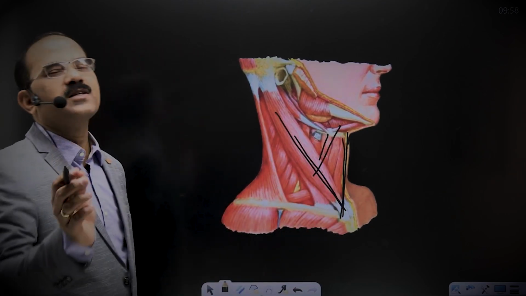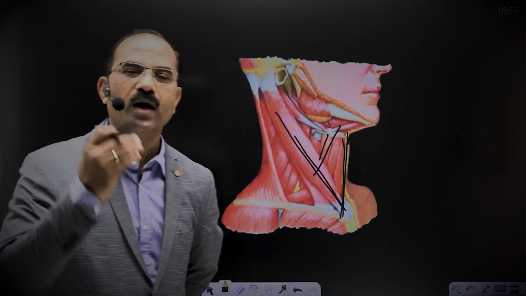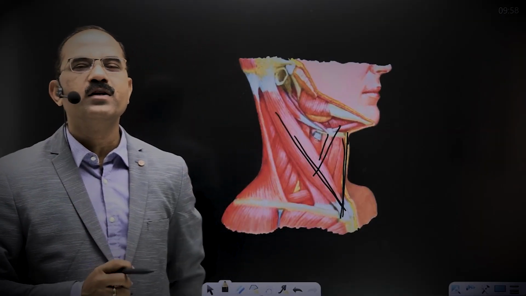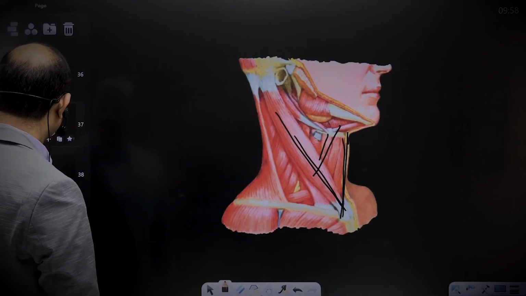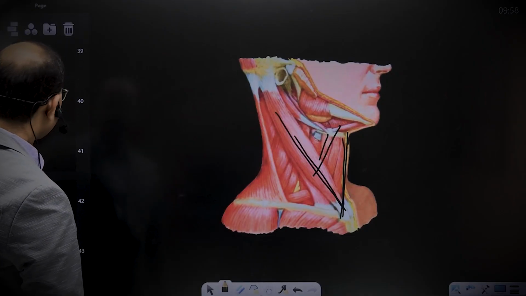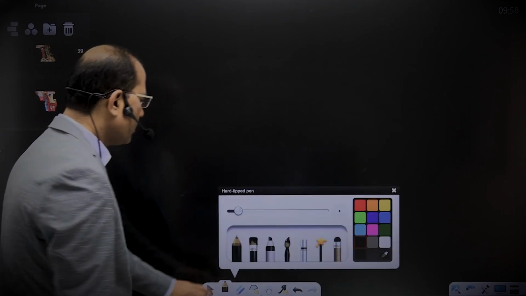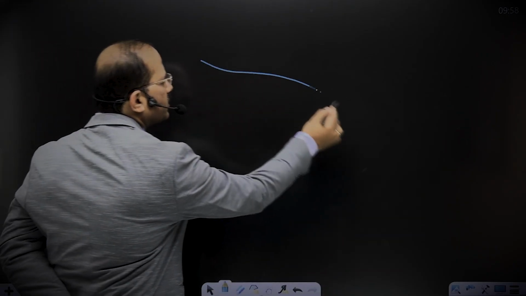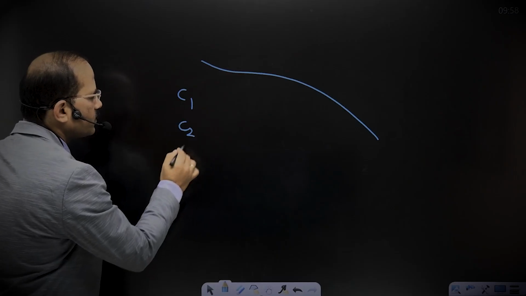What are the muscles in the muscular triangle? Number one, sternohyoid, sternothyroid, thyrohyoid, and omohyoid. What is the nerve supply of these muscles? Ansa cervicalis. Once again, how is the Ansa cervicalis formed? Once again, I'll just draw this for you. Look, this is the hypoglossal nerve here. This is C1, C2, C3.